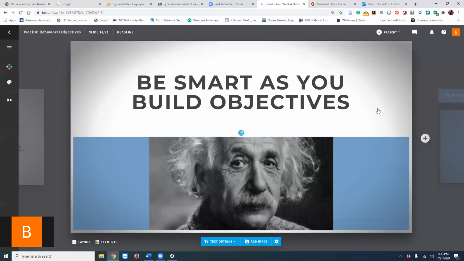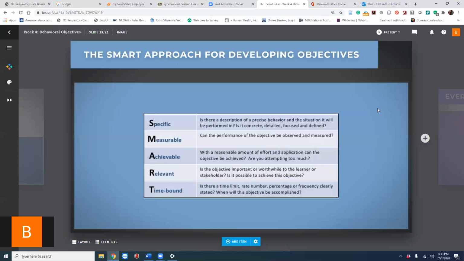What can I say? All right, so one of the acronyms that you'll learn is about being smart. Be smart as you build your objectives. And that acronym actually comes from this: be specific. It must be measurable, achievable, relevant, and time-bound. So in other words, it can't just be open-ended, right? Because you have a time limit on what you can do.